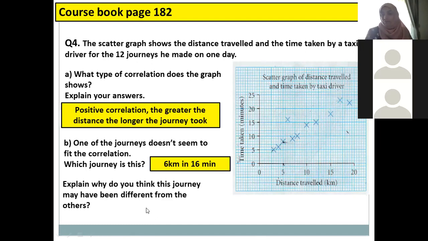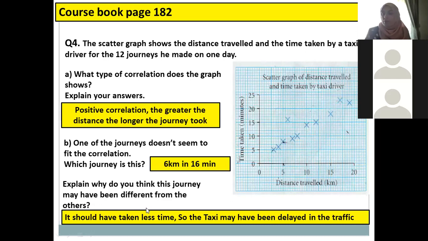Traffic. Maybe there was, yes, traffic. Accident, traffic, anything happened. So maybe he just went through some traffic and that's it. That's why most of the journeys showed positive correlation, except only one journey that didn't fit in this scatter diagram. Thank you, Selena. This is what I wanted to say about the scatter diagram.